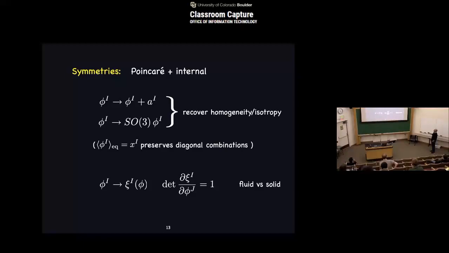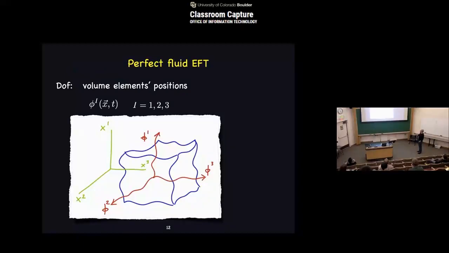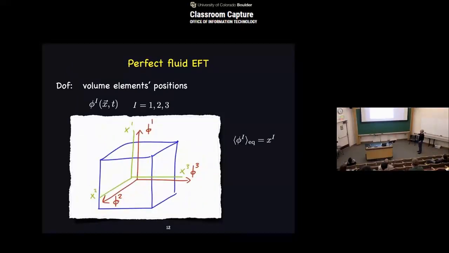And then I want to impose certain internal transformations on the fields. The reason I want to do that is because this equilibrium configuration, which describes a fluid at rest in a homogeneous and isotropic state, formally, since I have some scalar fields that depend on x non-trivially, breaks translations and rotations. But I want this system to be invariant under translations and rotations. I want it to be homogeneous and isotropic.